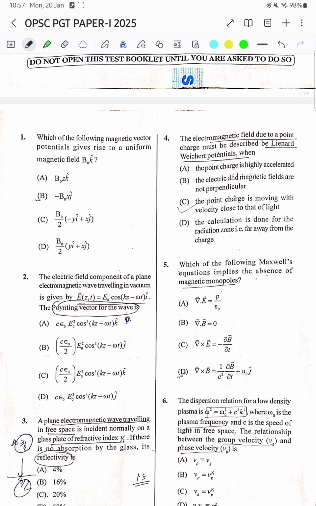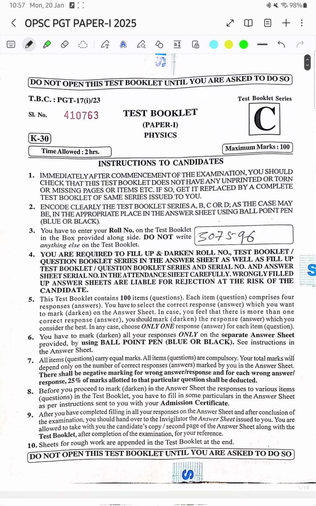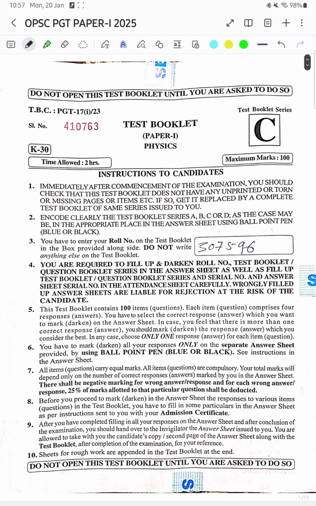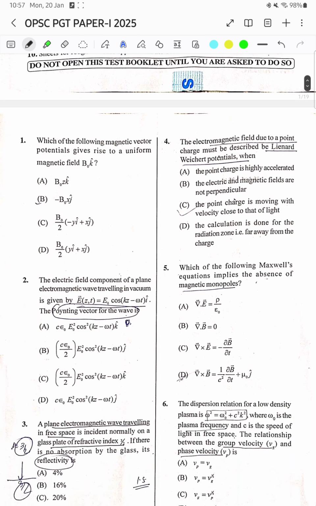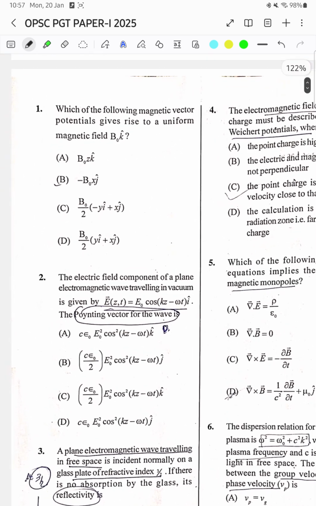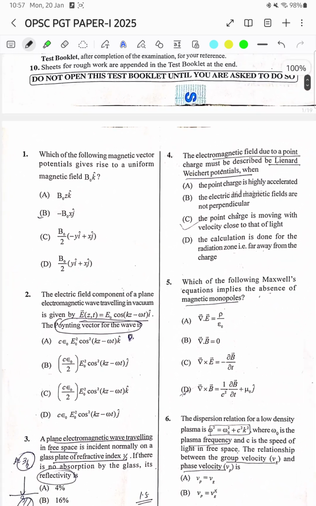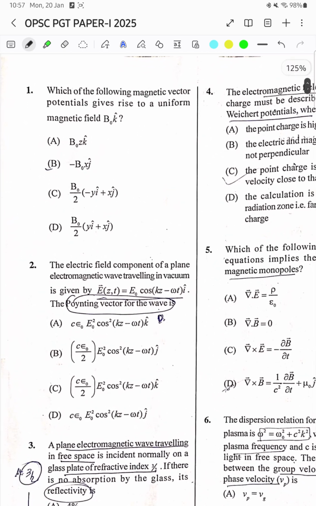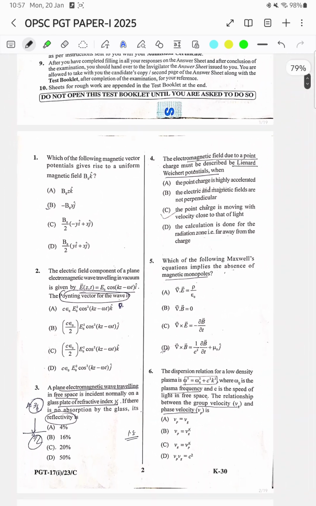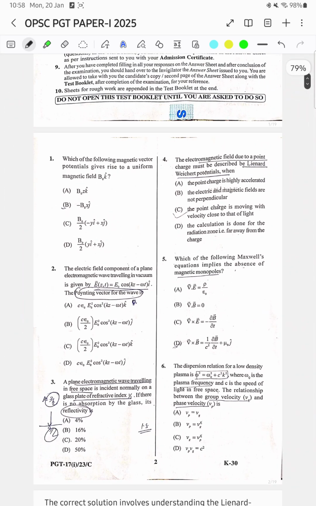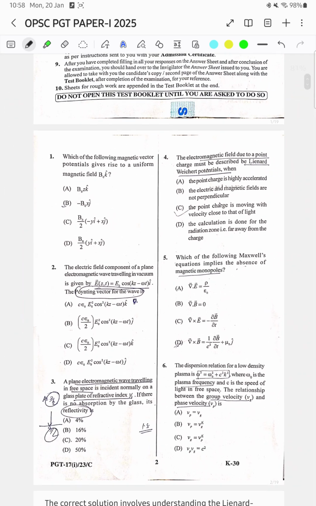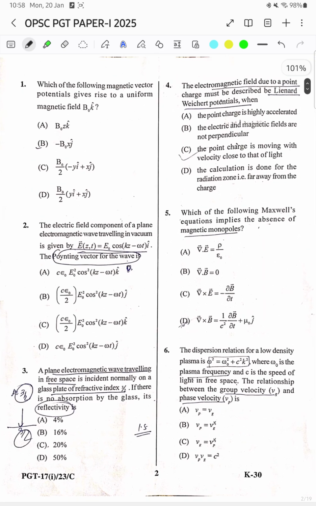Okay, so let's start with question number 1, and this is the instruction page. This question is not mine because I haven't appeared in the exam. This question is someone else's, and I have taken his questions to solve and to let you know what the correct answers are. So let's start with the first question.